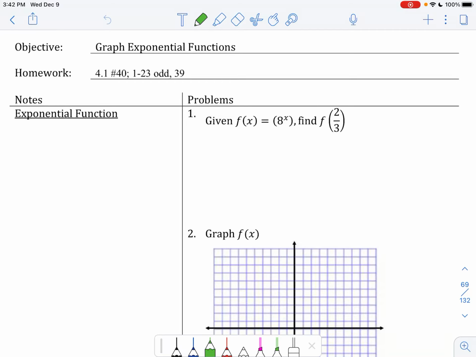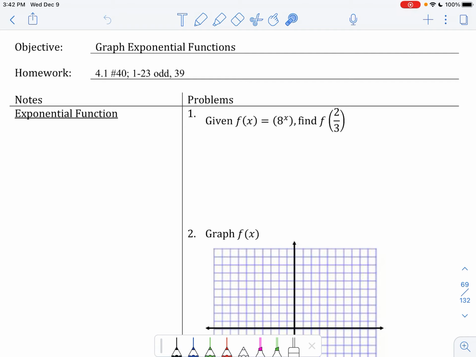Hello all and welcome to chapter 4. Chapter 4 is going to be a lot of exponential and then logarithms. If you remember from previous years, those two tie nicely together. We're going to start, as we usually do, talking about graphs, and we'll start with our exponential graphs. So get yourself ready to take notes on the first lesson from chapter 4.